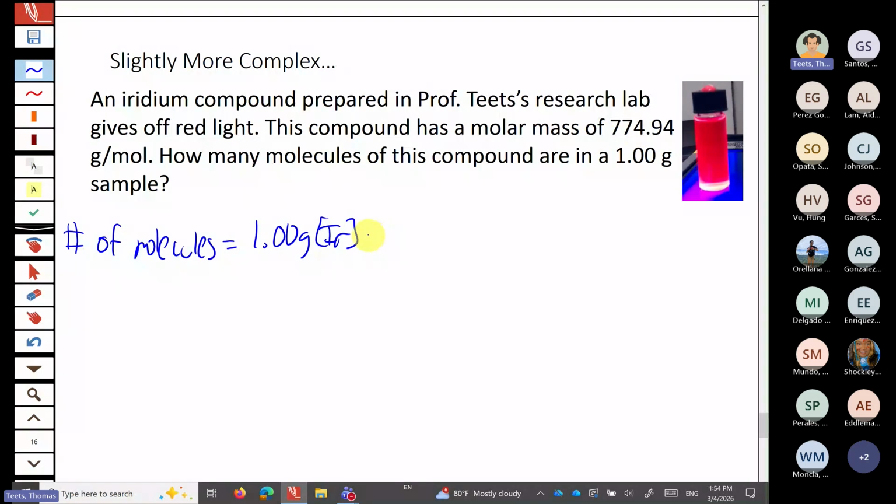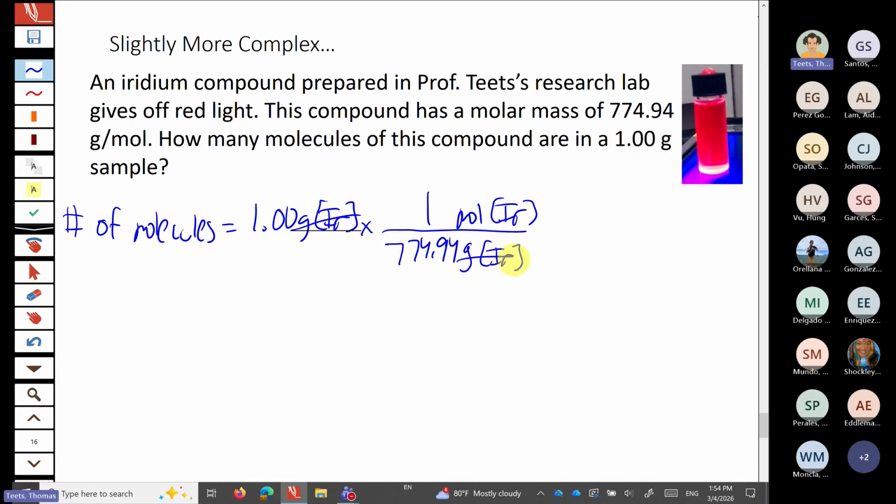So the first thing to do is convert to moles, as we said. And we want to find out how many molecules there are. So we're going to use Avogadro's number eventually, but we can't go directly from mass to that. So we have to convert to moles first. So we want the grams of compound to cancel and convert into the moles. The molar mass of 774.94 grams per mole tells us that there's 774.94 grams of this compound in 1 mole. So that tells us how many moles of compound we have.